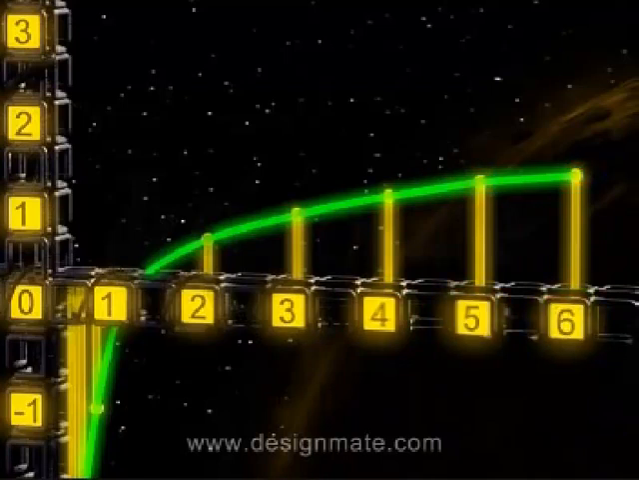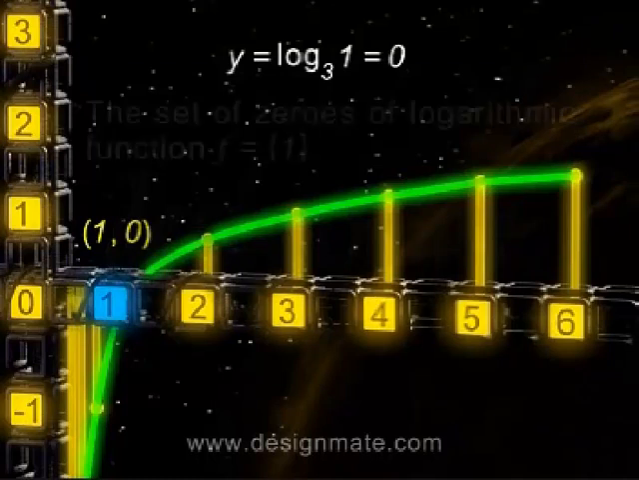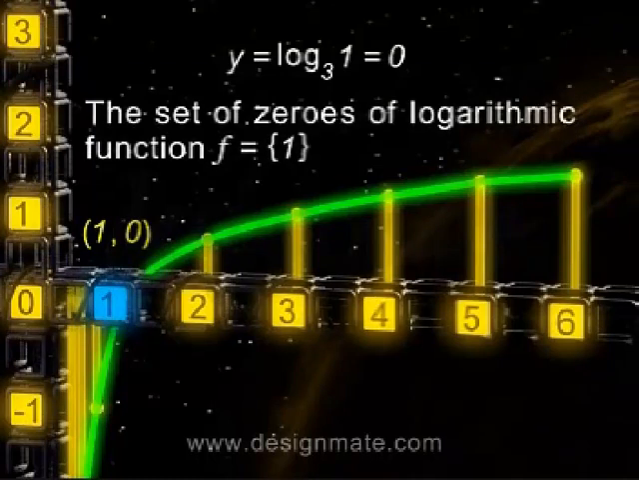Here we note that the base of the logarithm, a = 3, is greater than 1. The graph intersects the x-axis only at the point (1, 0), and hence y = log x to the base 3 is equal to 0 only when x is equal to 1. Thus, the set of zeros of the logarithmic function f is {1}.